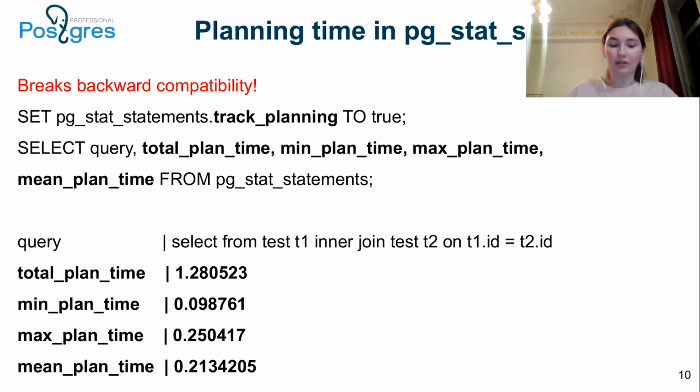Note that this feature breaks some backward compatibility for the pg_stat_statements extension. Previously, there were time fields, and now they are renamed to execution time, with new fields that are named planning time. So all monitoring tools that rely on pg_stat_statements, and all your custom scripts, if you use some, should be adjusted accordingly.